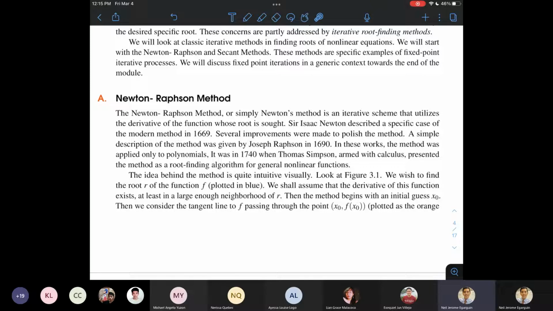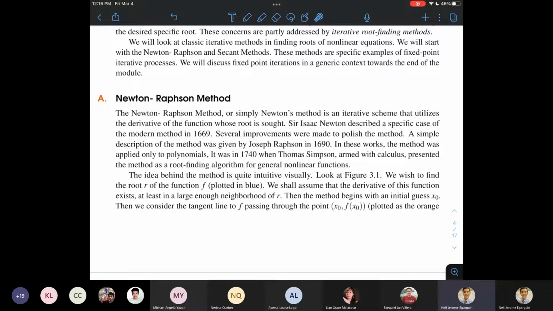Okay? Pero by that time, they were only applying it to polynomials. It was in 1740 when Thomas Simpson presented the method as a root finding algorithm for general nonlinear functions. And probably because by that time, in the 1740s, marami na tayong alam na bagong discoveries about calculus compared to the 1660s, nakaka-imbento pa lang niya. Alright? So this method dates back to 1740, and yet it is very useful until today. Kasi nga mabilis yung convergence ng Newton Raphson method. But of course, it will come with a price that we will see later.